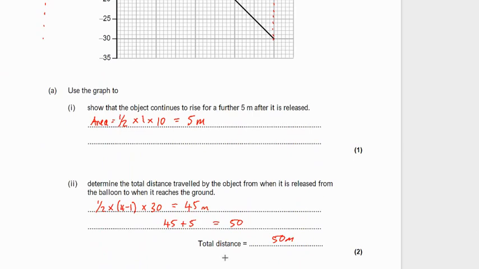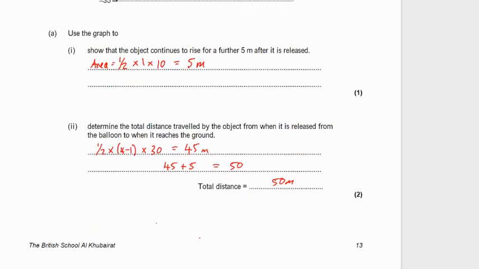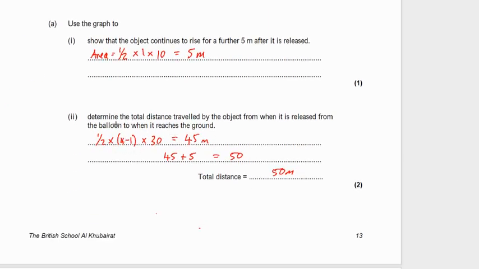So it's a half times 3 seconds, because that's from there to there, times by that there, which is 30. So half times 3 times 30, which is what I've done here, is equal to 45 meters.